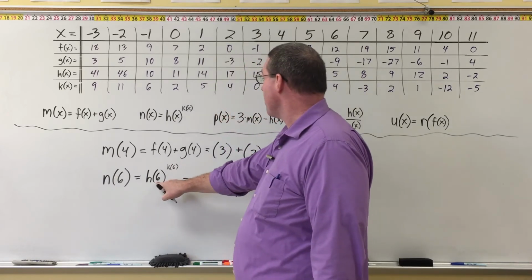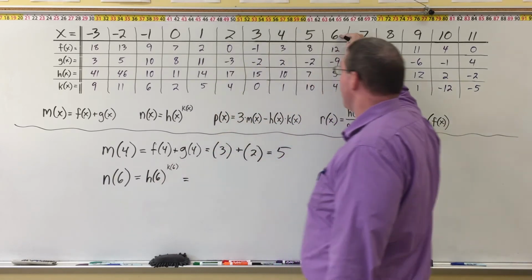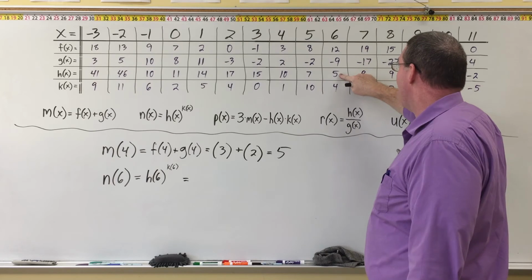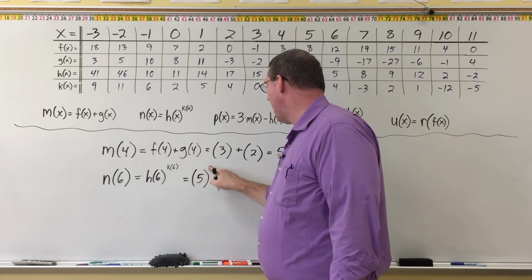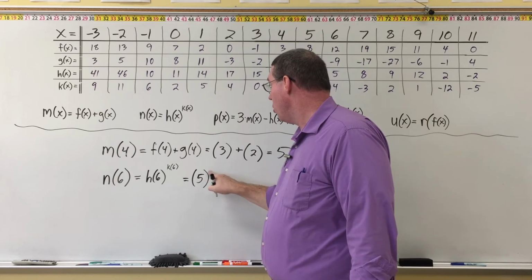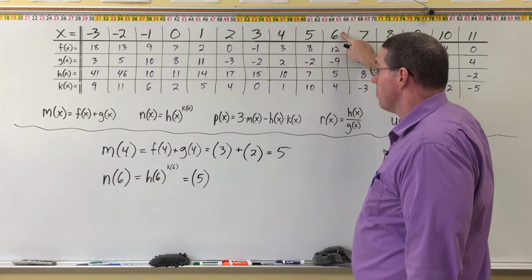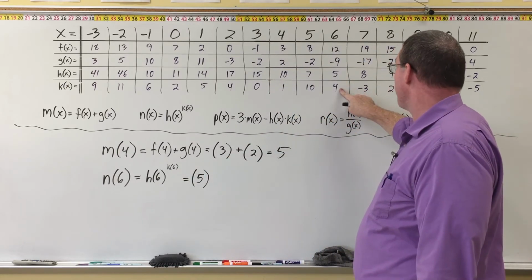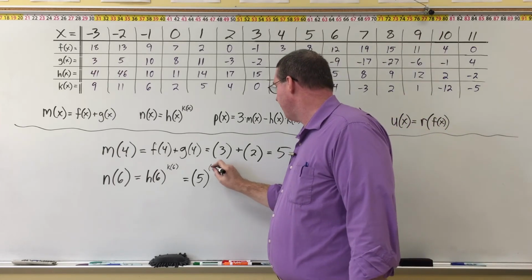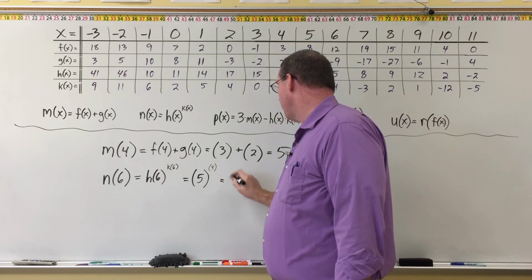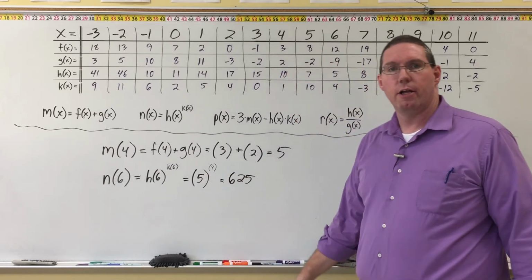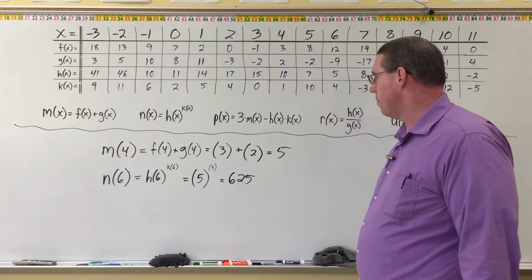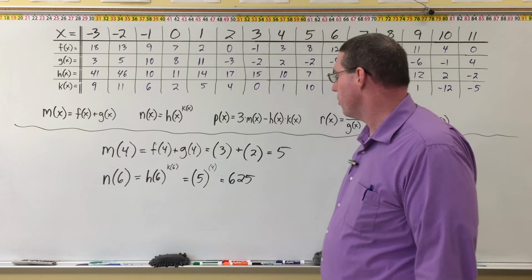Well, what's h of 6? Well, we'll go to the input of 6. h is the third row, that's a 5. So we'll put a 5 to the power of k of 6. Well, what's k of 6? Here's 6. k is a 4. k of 6 is a 4. Therefore, this is 5 to the 4th power, and 5 to the 4th power is 625. You may need a calculator to do some of these, but 5 to the 4th power is 625.